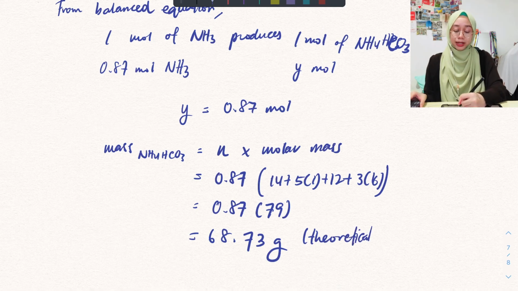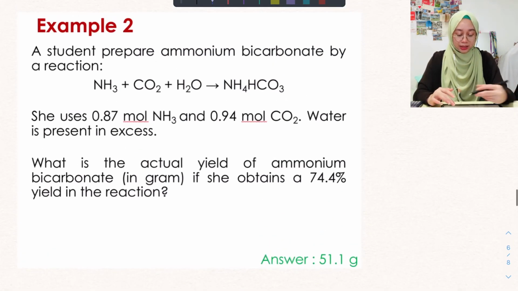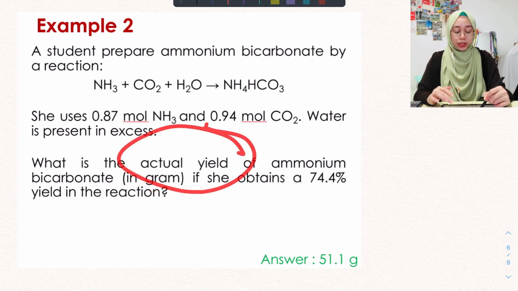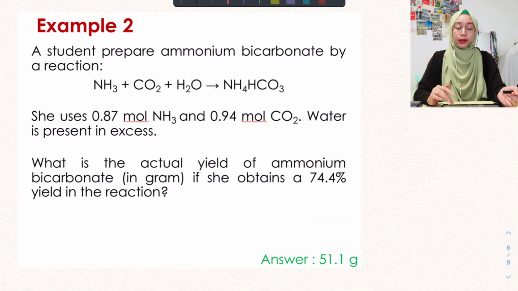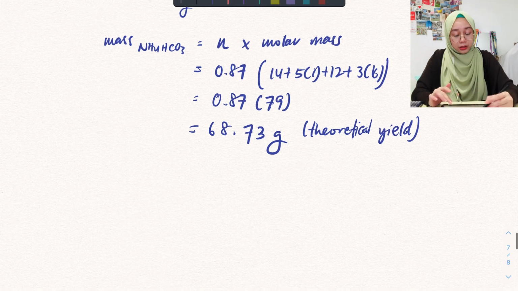Okay, tapi dah dapatkah jawapan? Sebenarnya adakah kita dah dekat final answer dah? No, belum lagi. Because soalan tanya pasal actual yield. Okay, so soalan tanya pasal actual yield. So since kita dah ada theoretical yield, we also have the percentage yield. You can look for the actual yield lah. Okay, so you've got to know that.